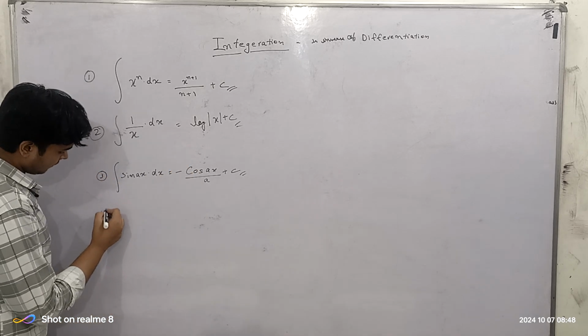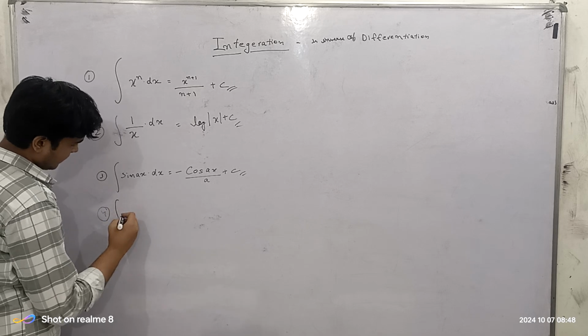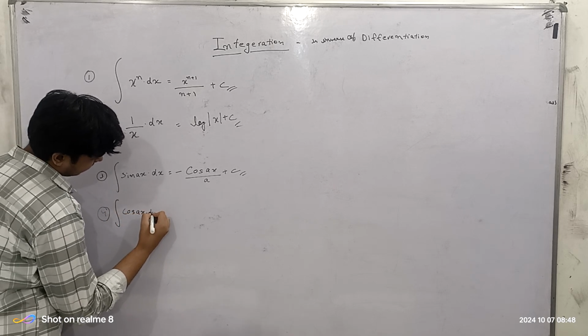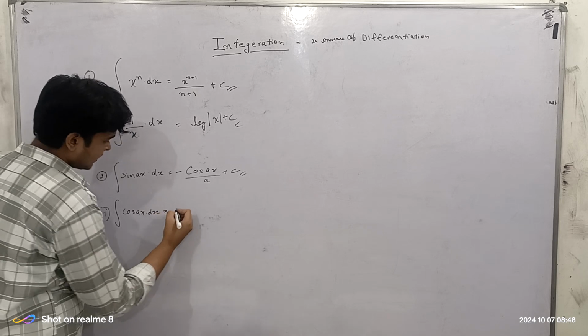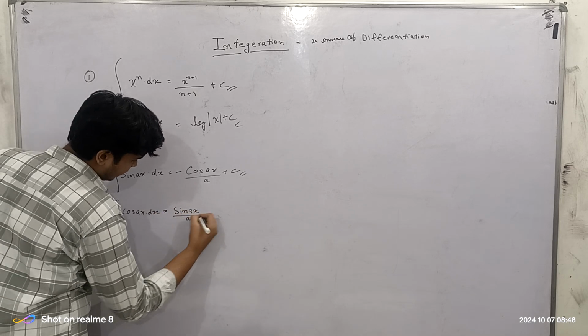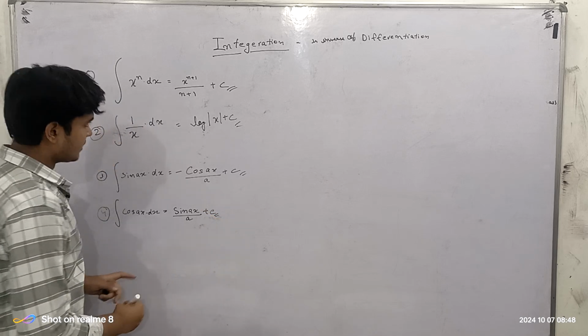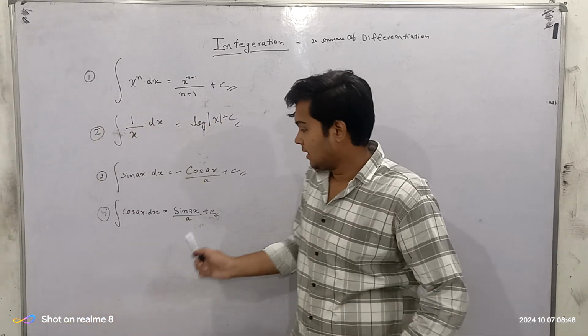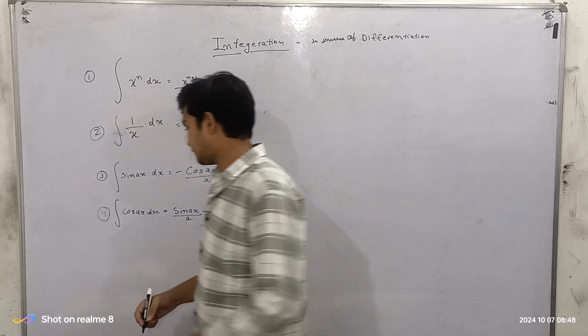Now for cos: integration of cos ax dx equals sin ax by a plus c. This will be the integration of cos ax dx, which equals sin ax by a plus c.